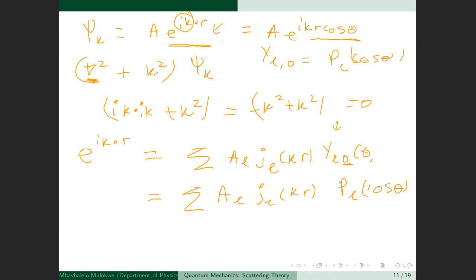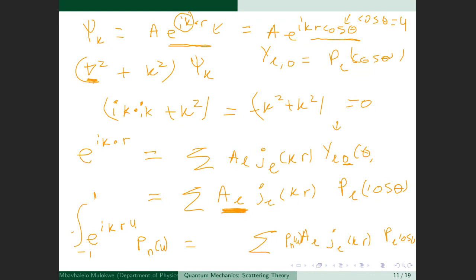Now you have to determine what these coefficients are. So to do that, let's change variables and call cos theta, which I'm sure you've seen, x, or I'll choose to call it u. So you get e^{ikru} equals the sum over l of A_l j_l(kr) P_l(u). The first thing that you do is multiply everything by P_n of u, and then integrate between -1 and 1 of du. Let's see what we get.